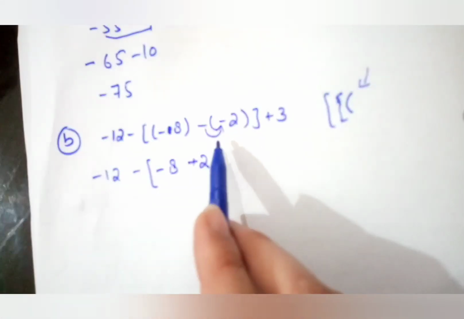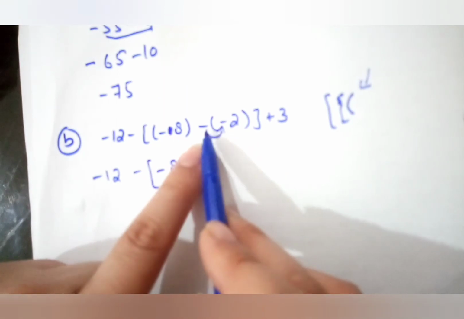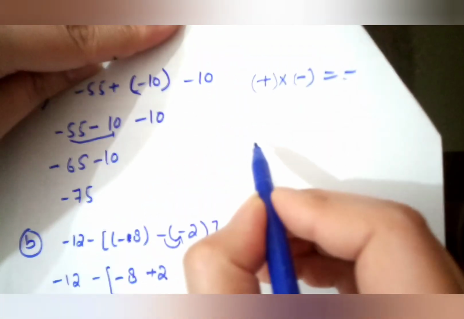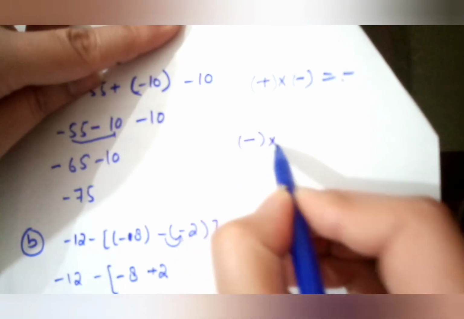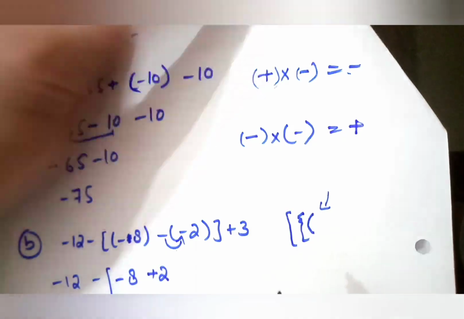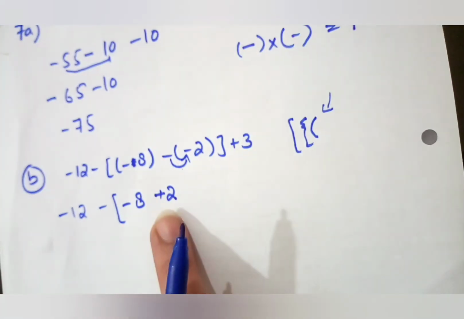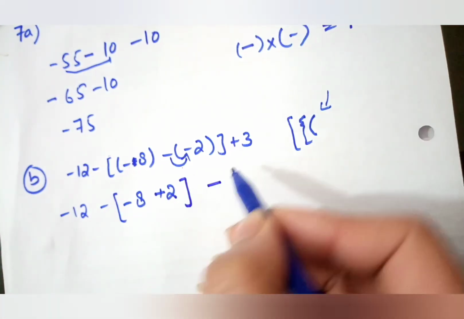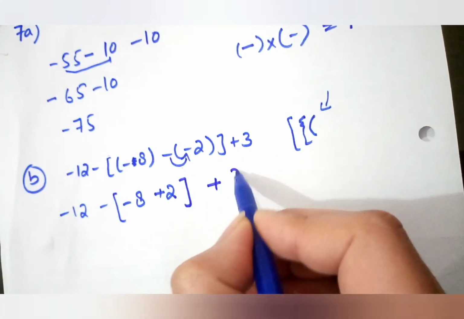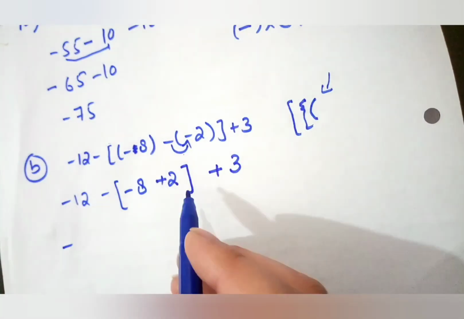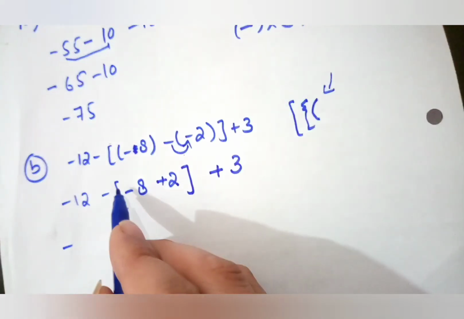This is one concept, or rather you can say that minus minus is plus, because in multiplication, when a minus sign multiplies with a minus sign, the sign becomes positive. So minus minus will become positive 2. Now close your square bracket, and what is outside the square bracket is plus, so you have to write this plus 3.